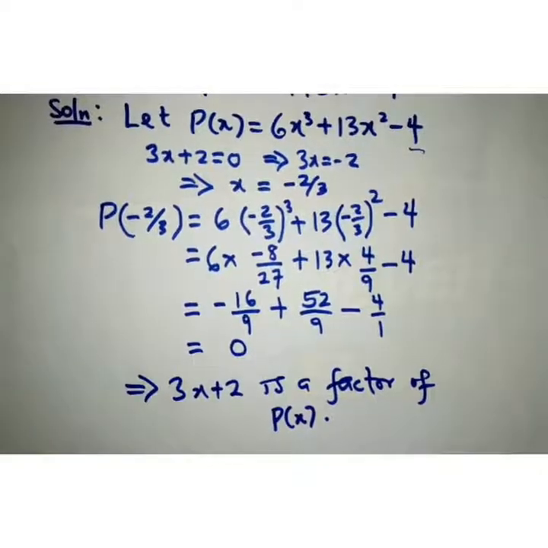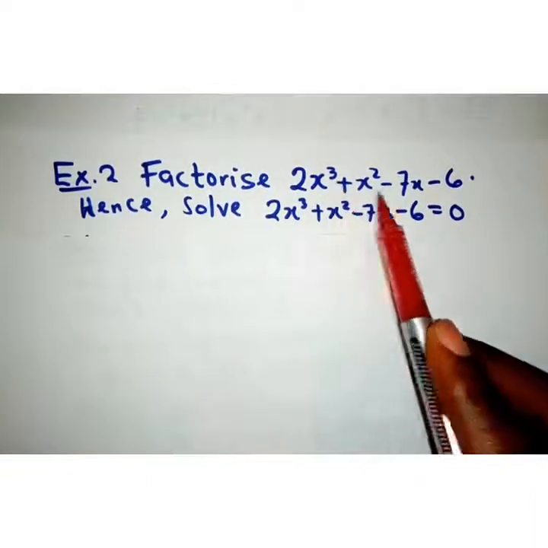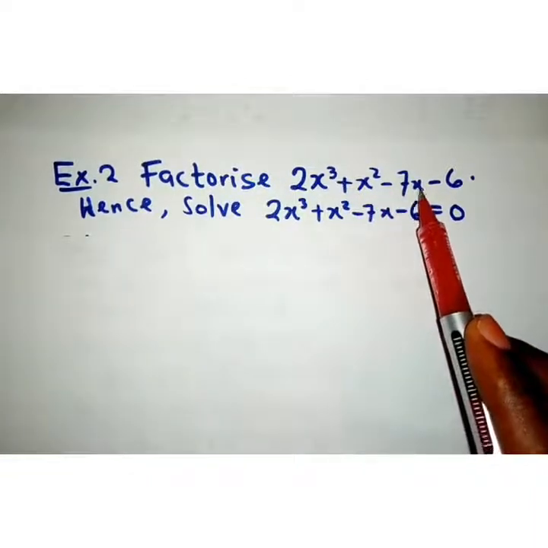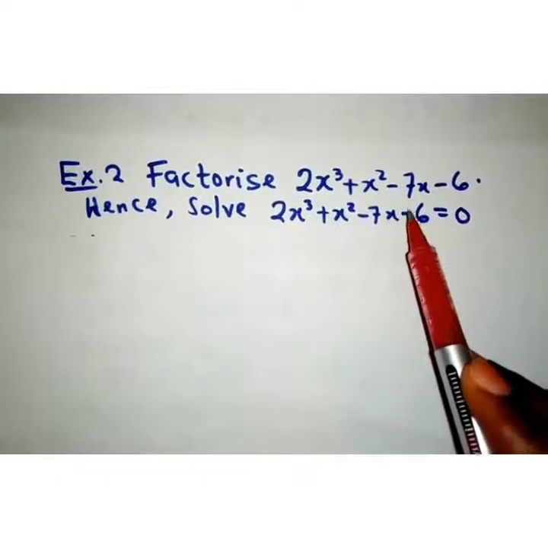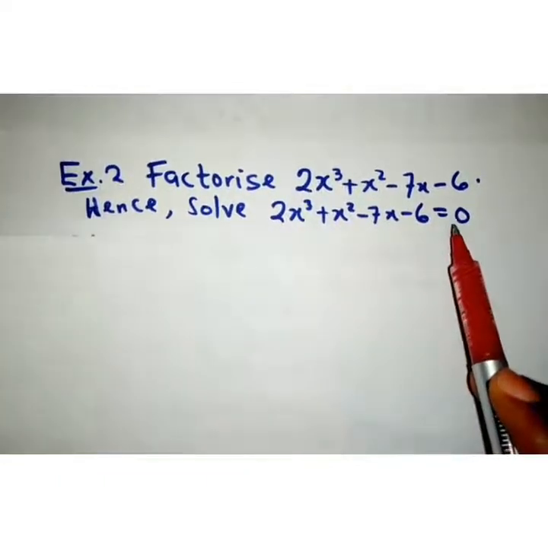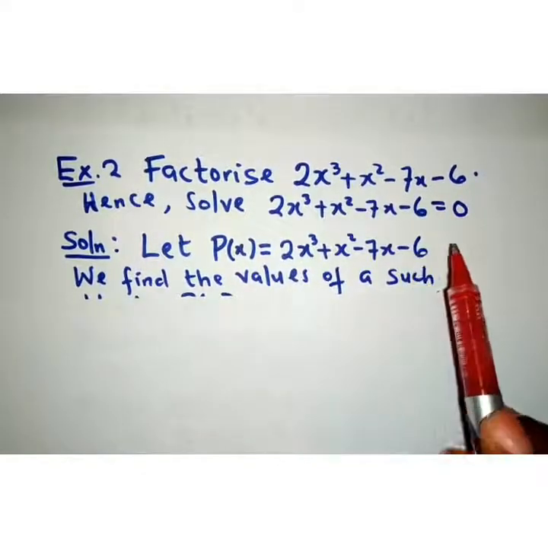The factor theorem also helps us to factorize polynomials of degree 3 or more and to solve polynomial equations. Let's see how to do this. Factorize 2x cubed plus x squared minus 7x minus 6, and hence solve the polynomial equation. Now, let p of x be equal to this.